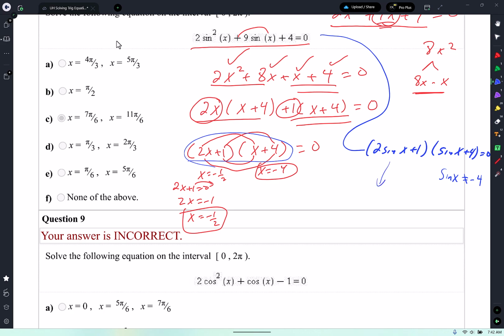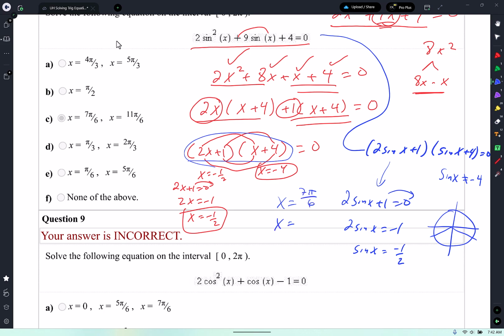But we do worry about the 2 sine x plus 1, because that will be 0. Move the 1. 2 sine x equals negative 1. Divide by 2. Sine x equals negative half. On the unit circle, sine is negative half in quadrant 3 and quadrant 4. Hopefully you guys remember. Pause the video if you want to see if you can figure this out. x equals, this one over here in quadrant 3 is 7 pi over 6. And x equals the one in quadrant 4 is 11 pi over 6. So there it is. And there it is, guys.